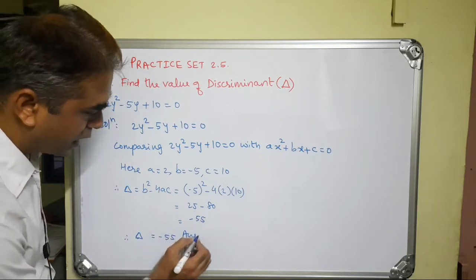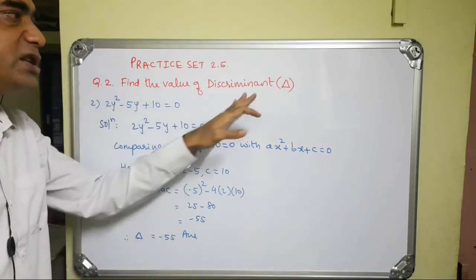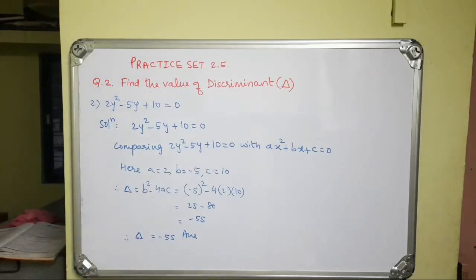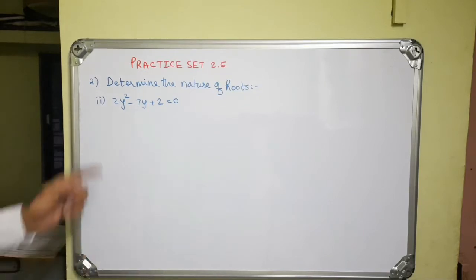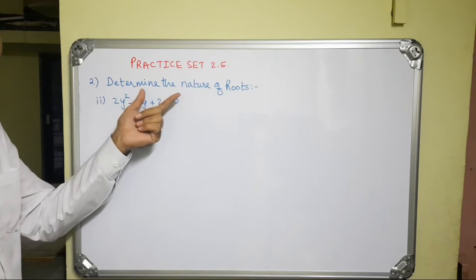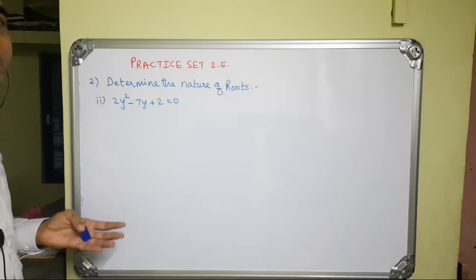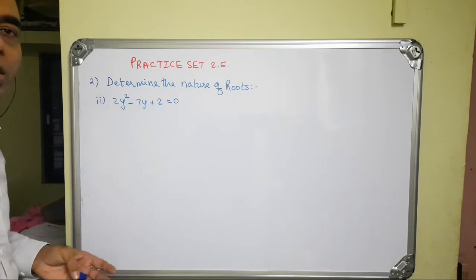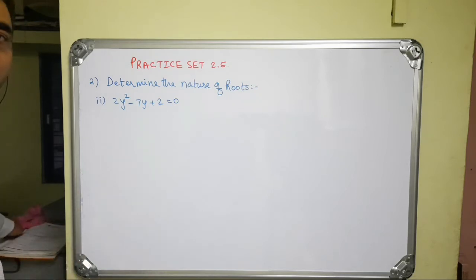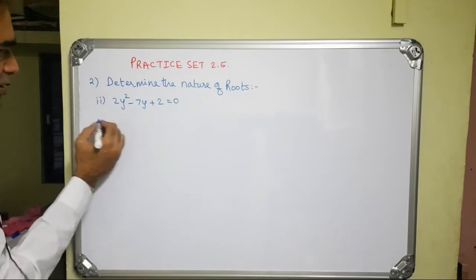This is the answer. In this way you have to find the value of discriminant, that is delta. Now second question. The second question is to determine the nature of roots. For determining the nature of roots, we will find the value of discriminant and whether it is positive, negative or equal to 0. On that basis we will state the nature of roots. So let's find the value of discriminant first.